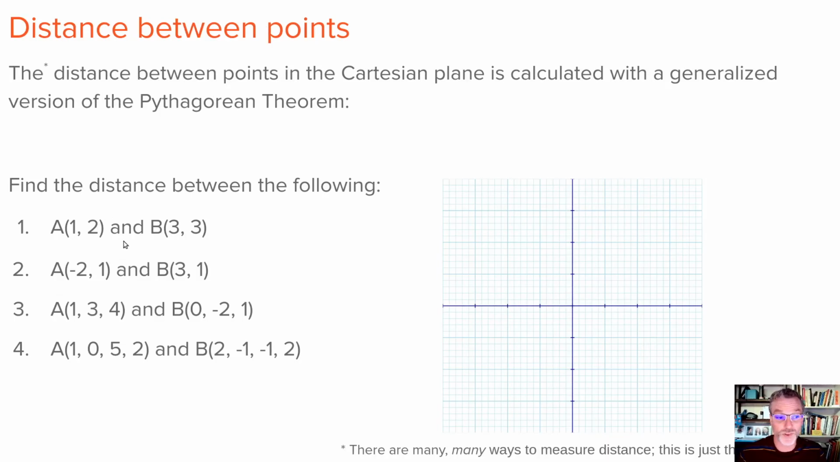We can do something similar with any of these points. We could just locate them on a grid. So A would be here. B would be at 3, 3, right here, like that. Then to find the distance between them, we could just complete this right angle triangle. Look at the length here and the length here.